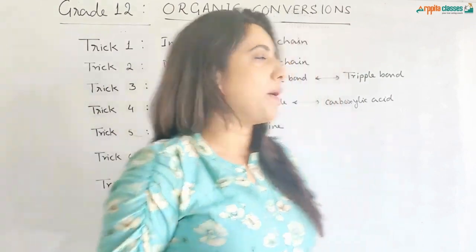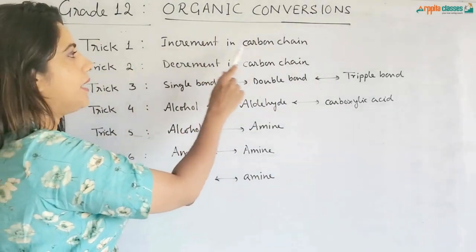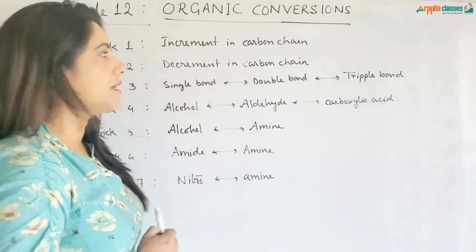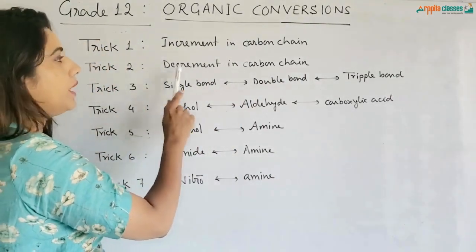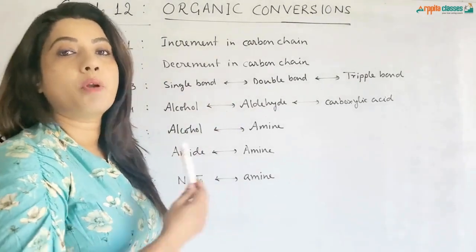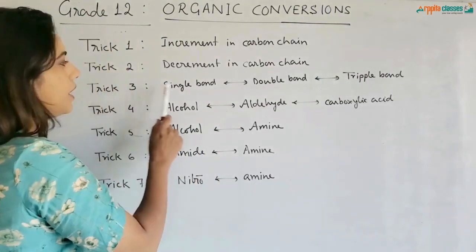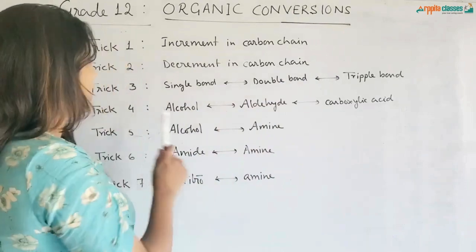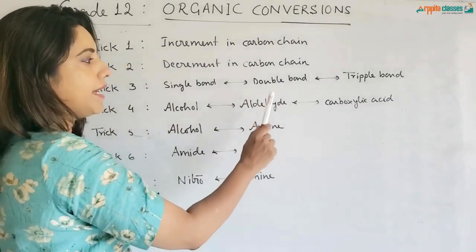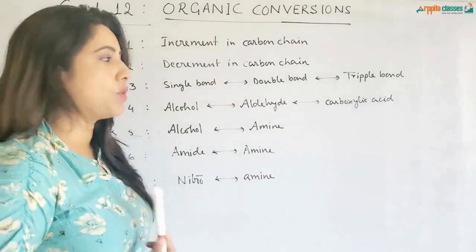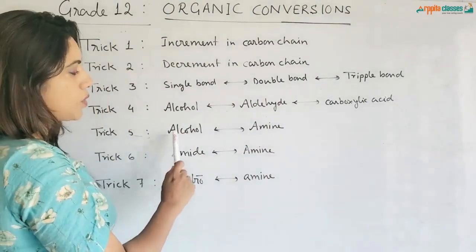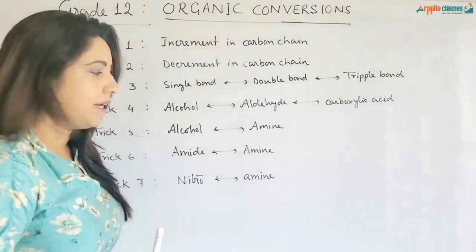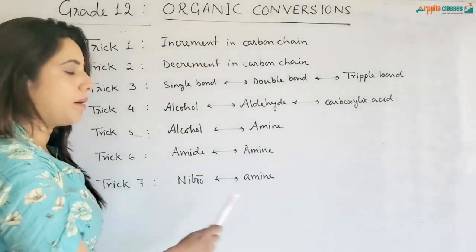In our previous video, we spoke about trick number 1, increment in carbon chain: how to increase the number of carbon atoms in the chain. Trick number 2, decrement in carbon chain: how to reduce the number of carbon atoms in the chain. Trick 3, where we converted single bond to double bond and double bond to triple bond and vice versa. Trick number 4, where we converted alcohol to aldehyde and aldehyde to carboxylic acid, and the reverse process also. Trick number 5, where we saw how to convert alcohol to amine and vice versa. Trick 6, amide to amine, and the last trick, nitro to amine and amine to nitro.